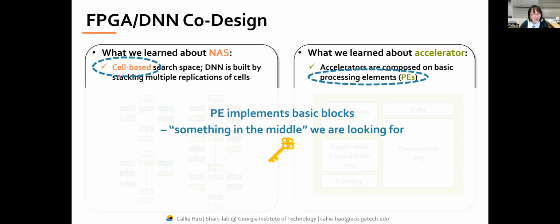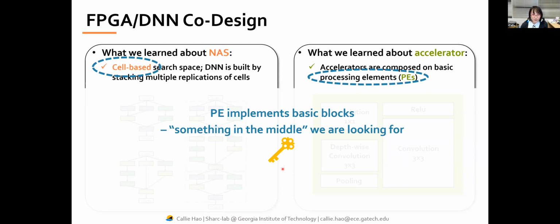This is something interesting. We observe that the NAS is cell-based, and the accelerator is processing element-based. Now we are very happy because the PE, the processing element, can implement the basic blocks, meaning these cells. So now we have built the connection. The accelerator PE is implementing this cell. So this is something in the middle that we're looking for. As long as we know what the cell is, or as long as we know what the PE is, then we're all good. We can find the best architecture, the best DNN and the accelerator, at the same time.